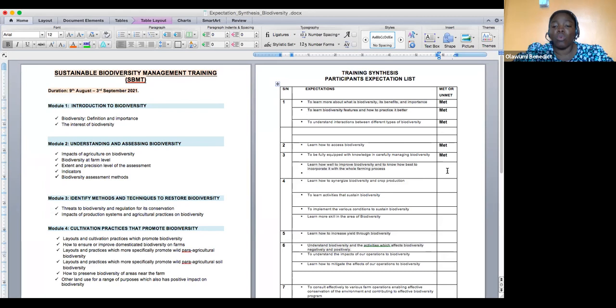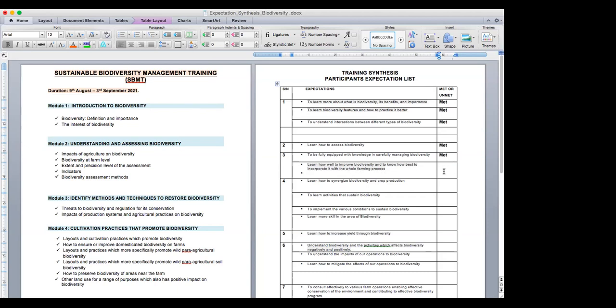To learn how well to improve biodiversity and to know how best to incorporate it with the whole farming process. Was this expectation met or unmet? Please be sincere. Be sincere about it. This was even the best part. I really enjoyed it most. Okay. It was met. Thank you.